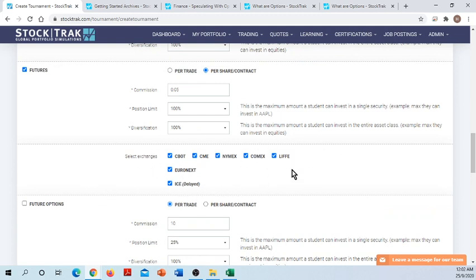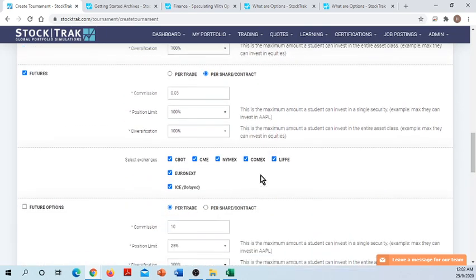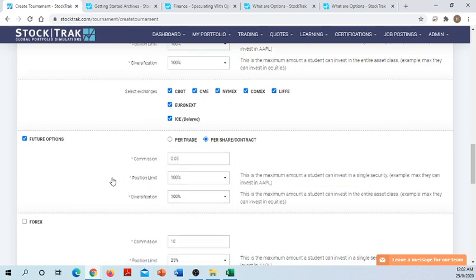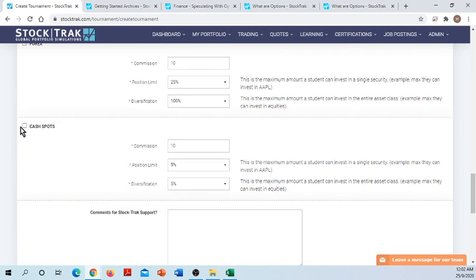Here you can choose whatever exchange that trades futures and even options. Here, if you want to include futures on options also, so to be consistent with the previous settings, I'm going to do that. Here, if you want to include forex, and here, if you want to include spot transactions. If you want to buy commodities from the spot market, that could be available here.